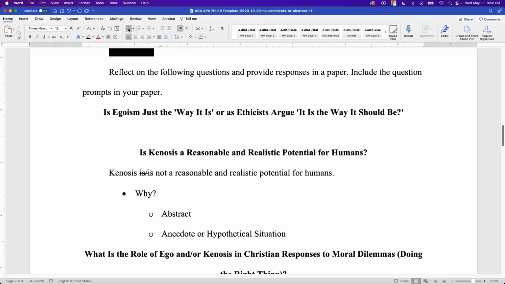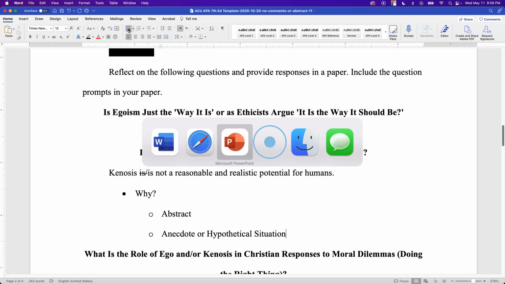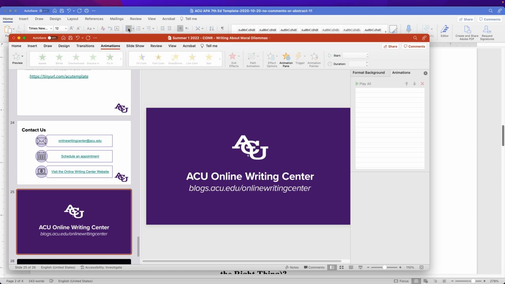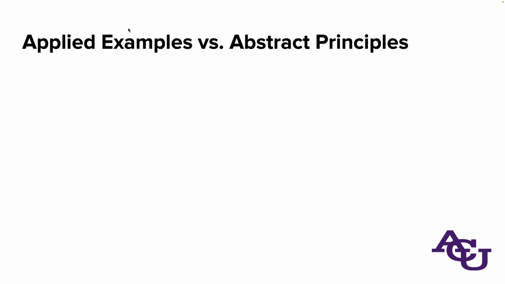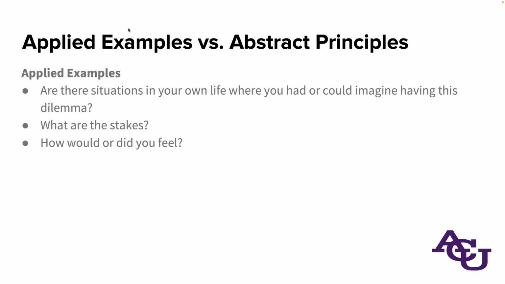And by asking those questions that we're looking at in these slides, those questions for how do you ground your discussion? Are there situations in your own life where you read and you say, okay, in this kind of situation, like, oh, I remember something like that. Well, just go ahead and put that in your outline. And then explain what was going on. Okay, what are the stakes? And how would or did you feel? In fact, let's go ahead and do that right now.